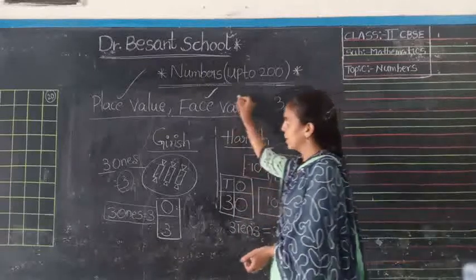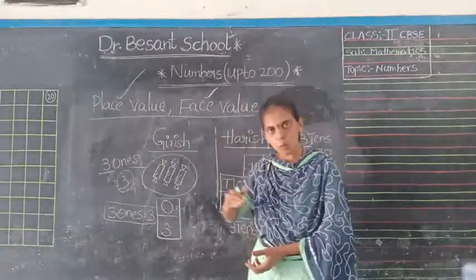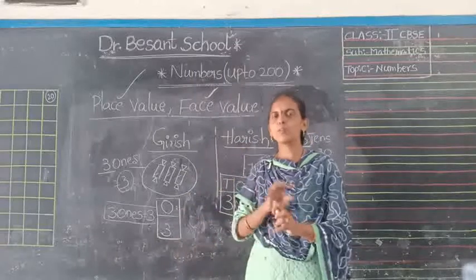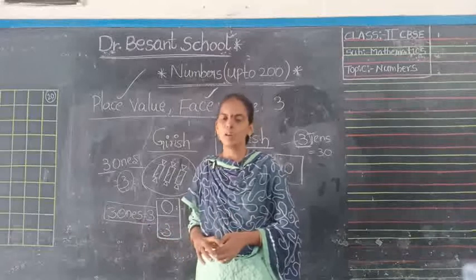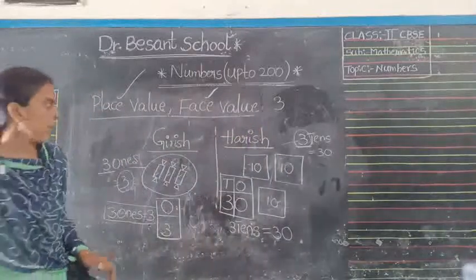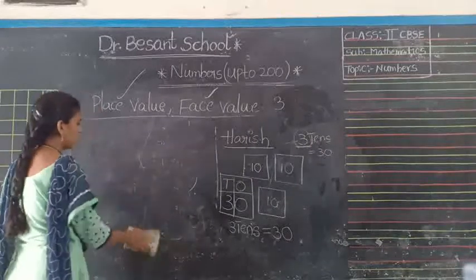Is it clear about the face value and place value? If we go through a number of examples, you will be clear on all these doubts if you have any. Okay. Now, let us take one example.